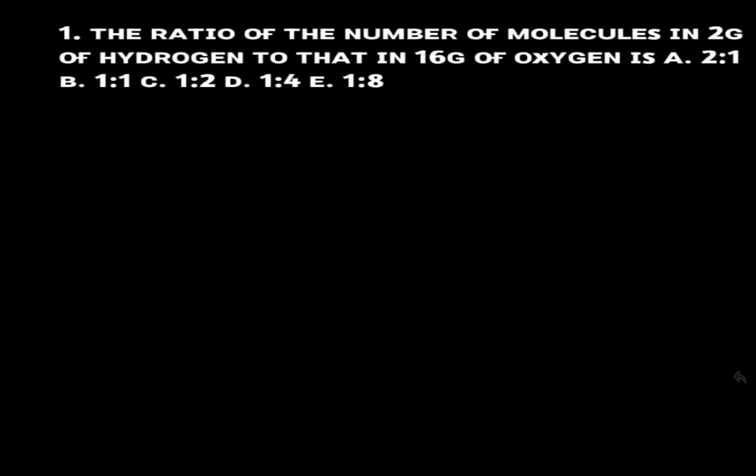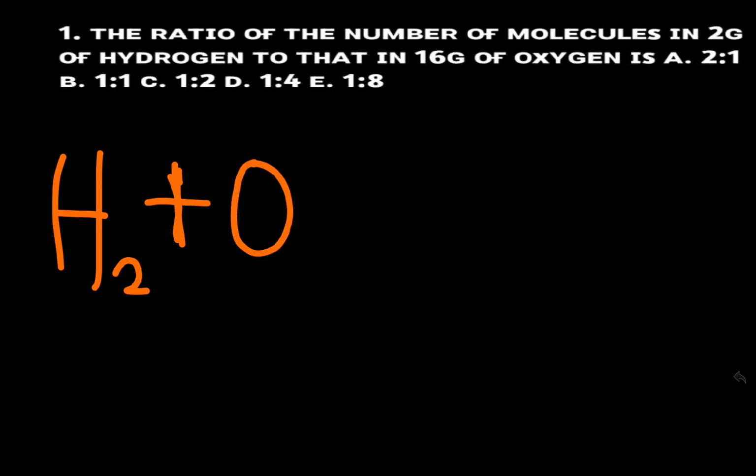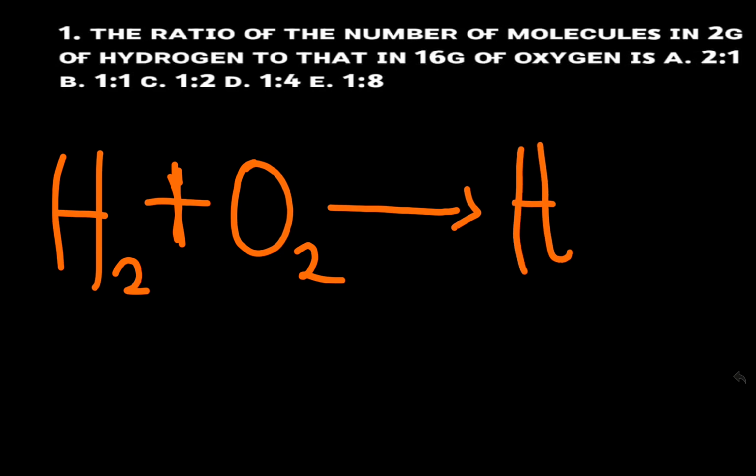the first thing to do is to write out your chemical equation. Hydrogen exists as a diatomic gas, and oxygen also exists as a diatomic gas, and if you combine both, we are going to be getting H2O, the popular H2O, which is water.